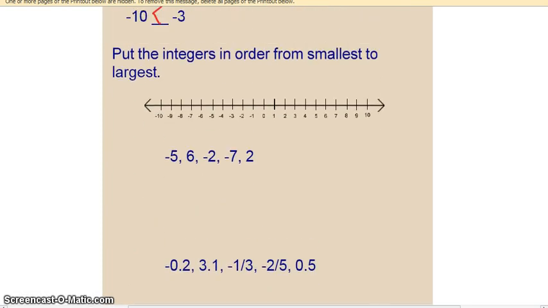Next, we're going to put some integers in order from smallest to largest. So we want to figure out what number comes first. On the number line, we can actually look up here to help us out. We have negative 2, we have a negative 5, we have a 6, and we have a positive 2. And we can easily see the order that the numbers will be in. Negative 5 is the smallest, then negative 2, then 2, then 6.